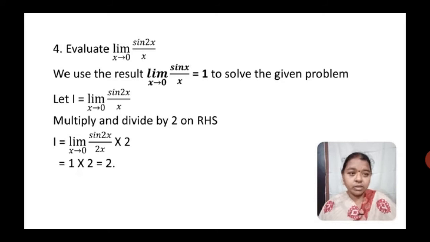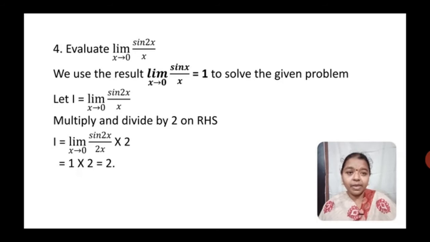So I am going to consider the given problem as I is equal to limit x tends to 0 sine 2x divided by x. The main difference here is in the numerator we have 2x and in the denominator we have just x. Now to use the standard result, I should have the same value in the denominator as we have in the numerator, that is 2x. But when I look into the denominator, 2 is missing. So we will multiply and divide by 2 on RHS so that the given term reduces to the standard form.